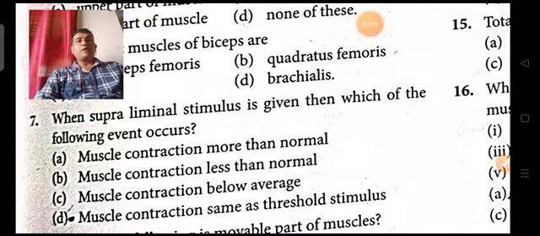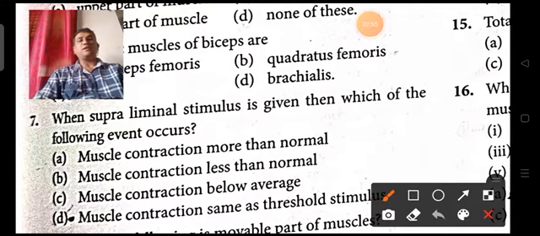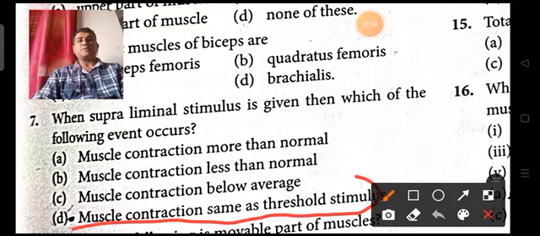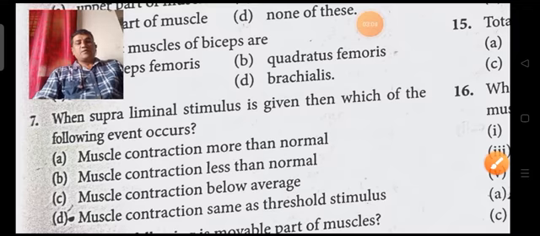Next, when a supraliminal stimulus is given, which of the following events occurs? Muscle contraction more than normal, muscle contraction less than normal, muscle contraction below the average, or muscle contraction same as threshold stimulus. Obviously, the muscle contraction is generally the same as with the threshold stimulus. So option D is the right answer.